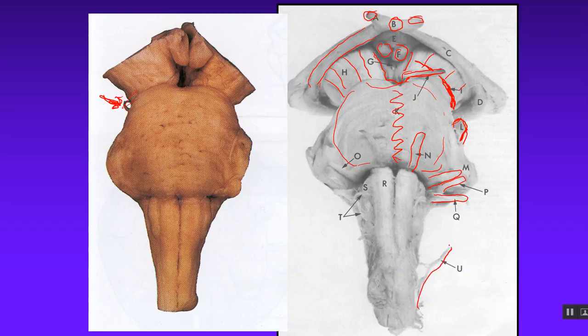This is the spinal accessory nerve that comes up and through. And then you're seeing some little fibers here of the glossopharyngeal that eventually come together to form the glossopharyngeal nerve. Okay.